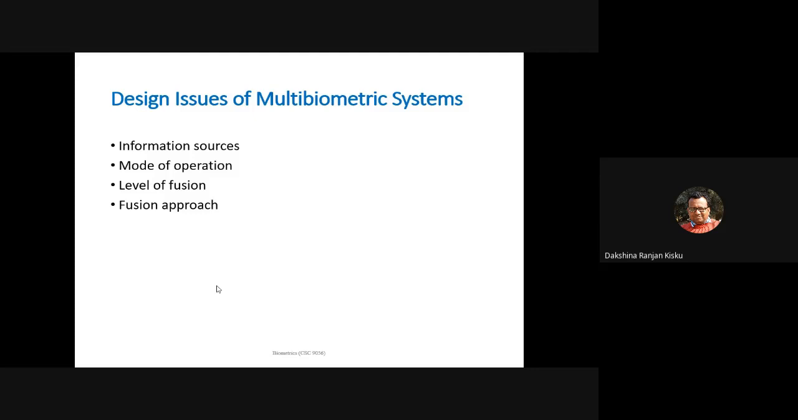So what are the design issues of multi-biometric systems? Information sources means the multi-biometric system uses multiple sources of information obtained from different biometric systems. Then mode of operation, which works in two different ways. The first is that we can have different sources of information obtained from multiple biometric traits or multiple biometric systems in a parallel paradigm or in a serial paradigm. These paradigms may be different; one may use parallel and another may use serial. So the acquisition mode may be different.